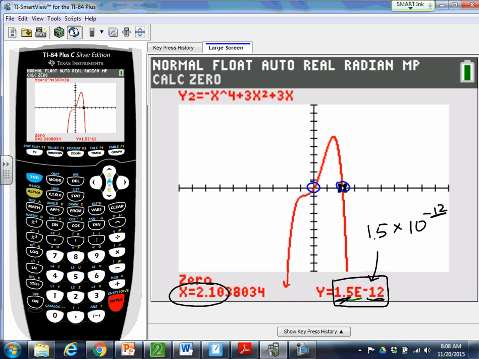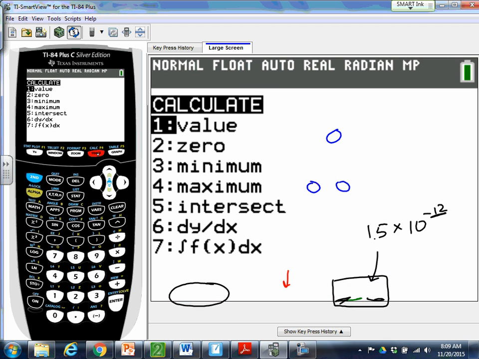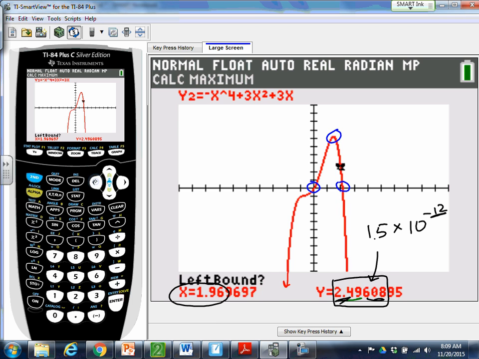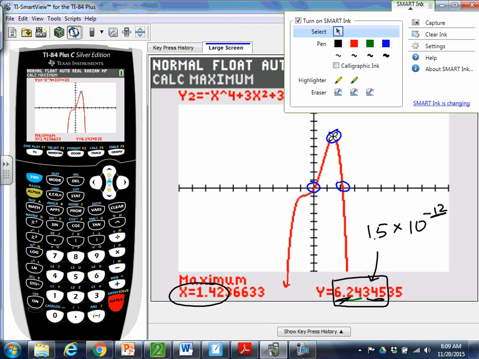Just to find the min and max, to review that really quick, there looks like a maximum up here. We could find that similarly, going into that same screen, second calculate, and 4 is the maximum here. We'll give it boundaries too, just so the calculator knows where to look. Go to the left of it a little bit, so that would be safe. We'll go to the right a little bit. Then enter one more time, and it's going to give you the maximum. So that's the coordinates of the maximum.